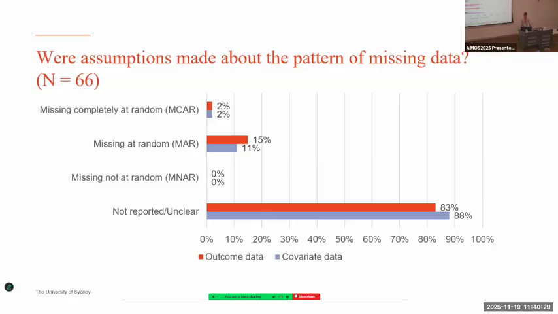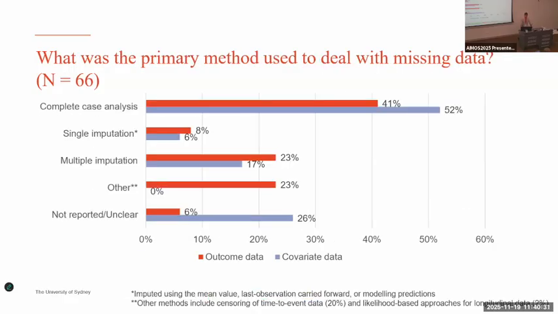So the next step was looking into the primary method used to deal with missing data. And here we can see that there's a wide range of approaches used to deal with missing data in both outcomes and covariates. But by far, complete case analysis is the most prolific approach.